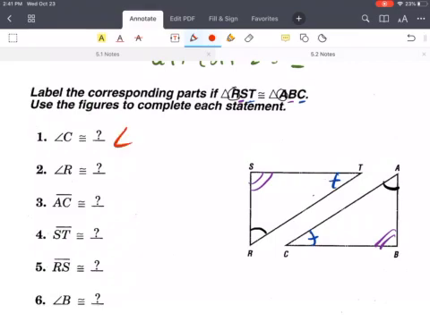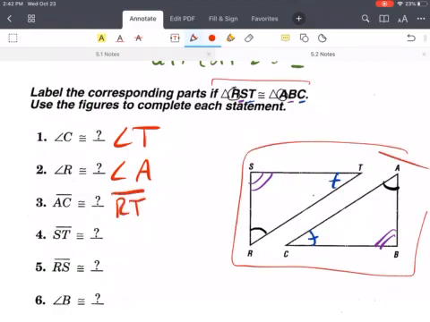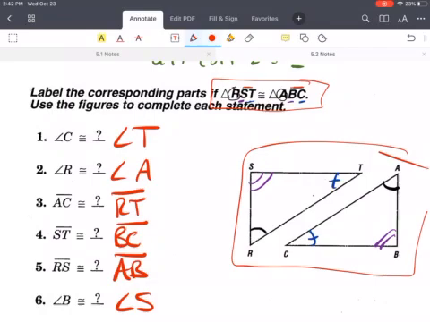So we should get that angle C is congruent to angle T, angle R is congruent to angle A, segment AC is congruent to RT. And again, you can look in the diagram for these. You can even just look up here in the order in which they are listed. So ST is the last 2 letters up here, so it's got to be congruent to segment BC, RS and AB, and then angle B is congruent to angle S.